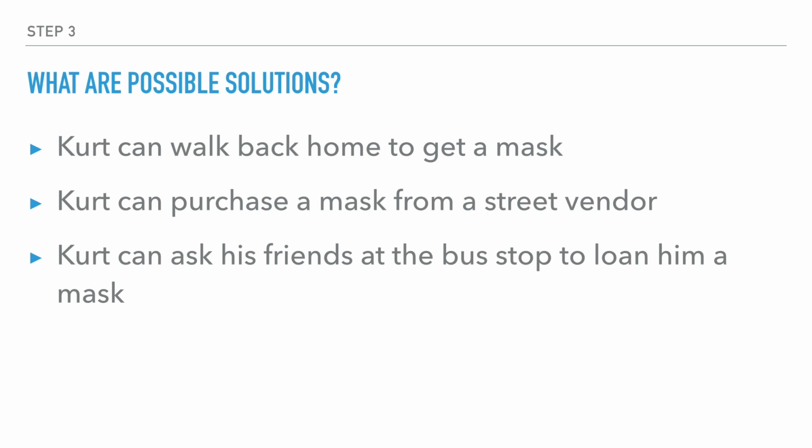Okay, so what are our possible solutions? So I've outlined 3 here, and of course for any problem there can be multiple solutions. These are only just 3 suggestions, but there are others. The first one is that Kurt can walk back home and get a mask and then simply walk back and go on board the bus. Second, Kurt can purchase a mask from a street vendor. There are usually street vendors near bus stops and along the street. Thirdly, Kurt can ask his friends at the bus stop to loan him a mask. So these are our 3 possible solutions to Kurt's problem.